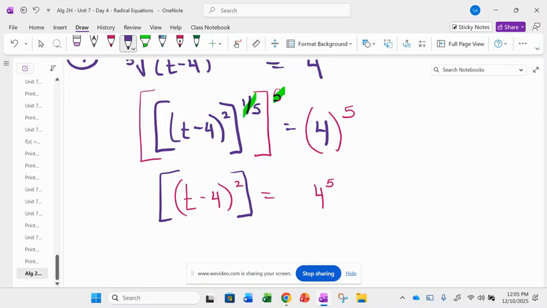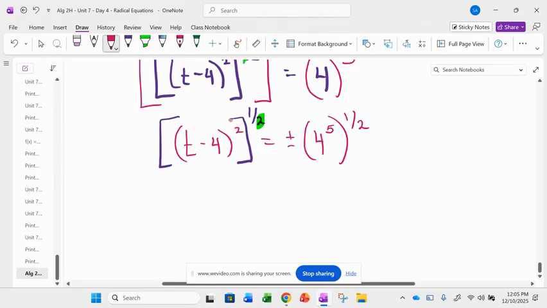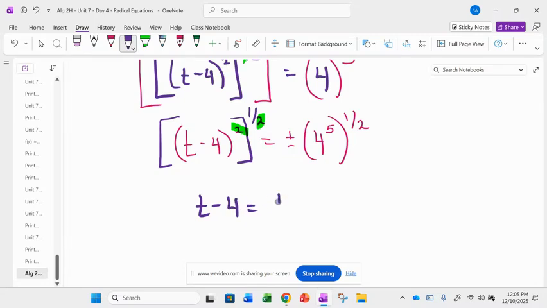Now I'm going to raise that, t minus 4 raised to the 2nd power. What am I going to raise this to now? To the half power. And what do I have to be aware of? Good, because that denominator is 2, I need that plus minus here when I raise it to the half power. So now we have t minus 4 is equal to plus or minus. Do we agree this is 4 raised to the 5/2 power?